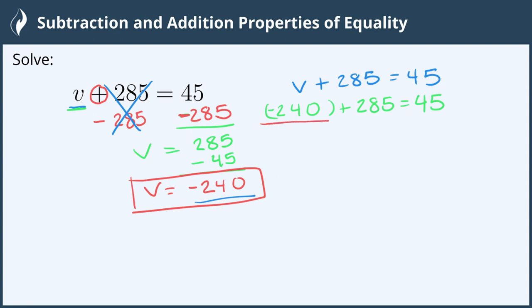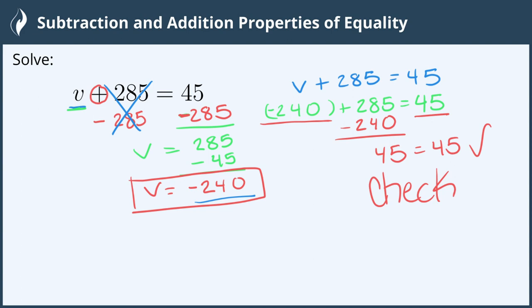Since 240 is negative and 285 is positive, this means we will be subtracting and keeping the sign of the larger. 5 minus 0 is 5, 8 minus 4 is 4, 2 minus 2 is 0, and 45 does in fact equal 45, so this checks, which means that the number we put in, negative 240, is indeed the correct answer, and so we're all done.